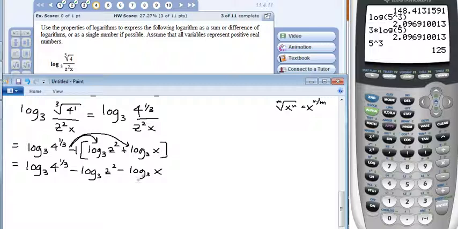Now I've got to get rid of these powers. So I'm going to drop those in front. We have 1/3 log base 3 of 4 minus 2 log base 3 of z. This one doesn't have one. Minus log base 3 of x.